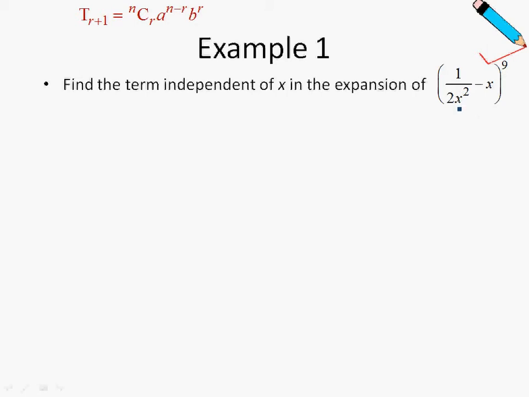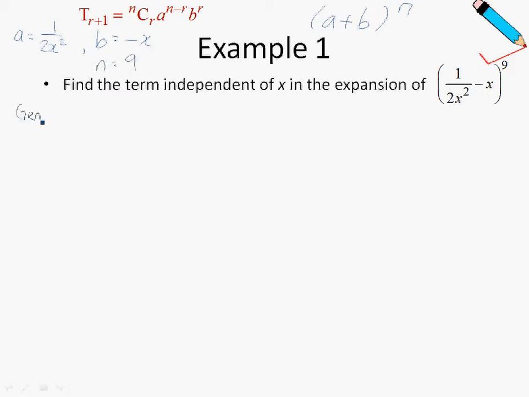What I'm going to do over here is to first identify my terms. If you have forgotten, binomial expansion typically looks like this: a plus b to the power of n. So if you just identify, in this case, my a is 1 over 2x squared, my b is negative x, and my n is 9.